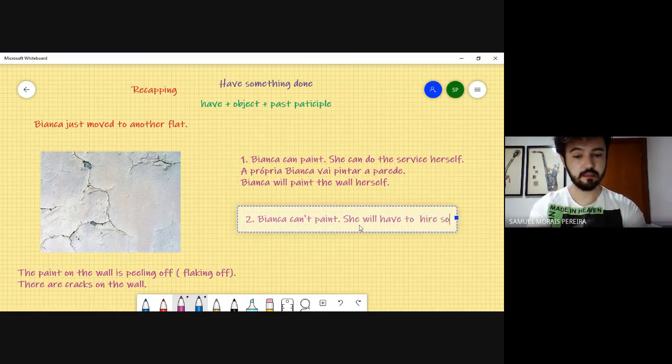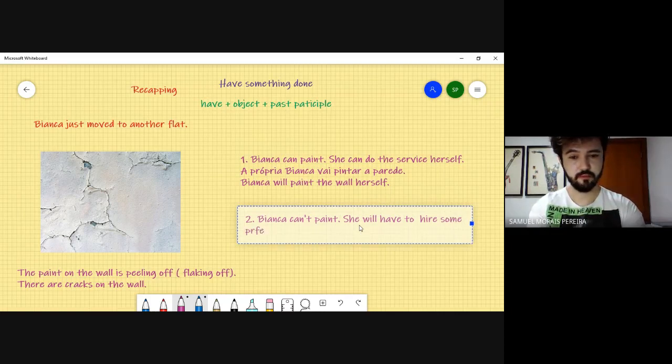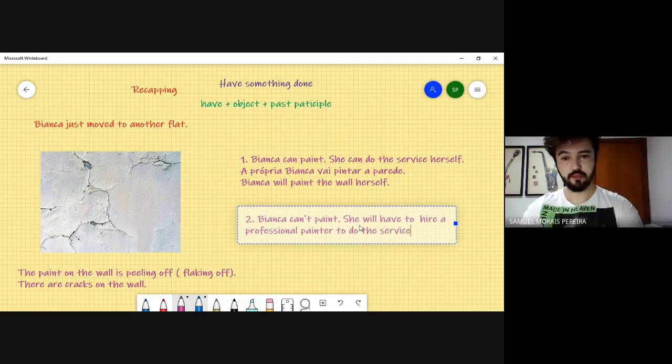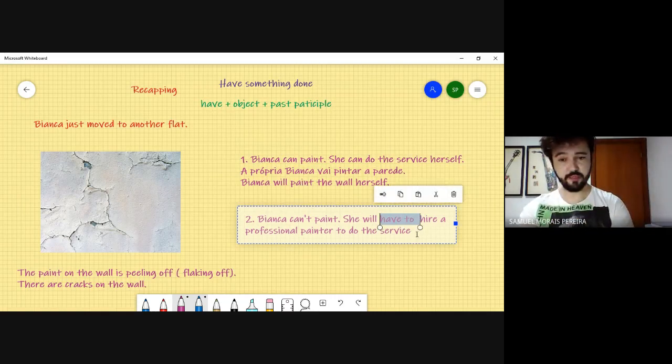Hire some professional, or I'm gonna use here the singular, a professional painter to do the service. Okay, so she will have to, it means it will be necessary to hire a professional painter to do the service, because as I told you, she can't do it herself.